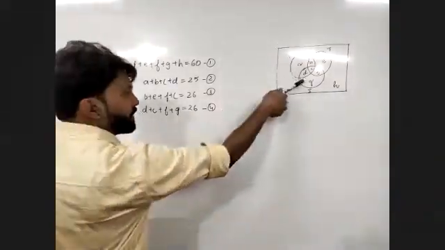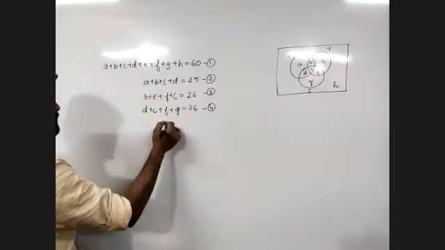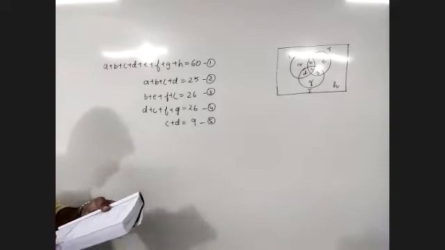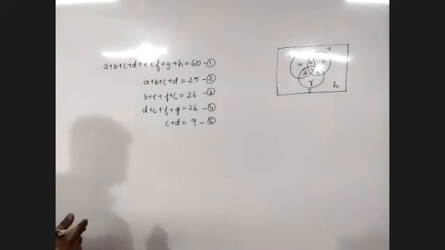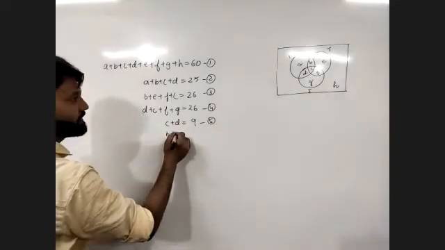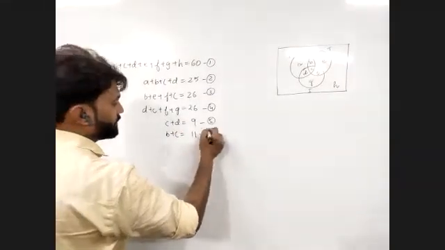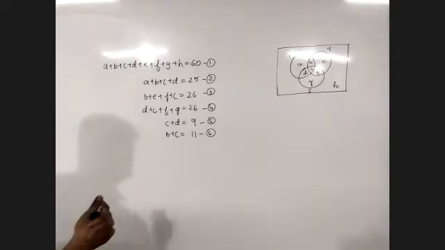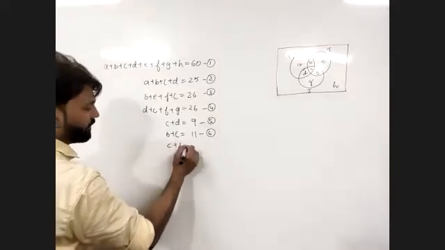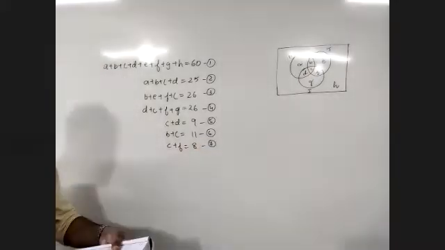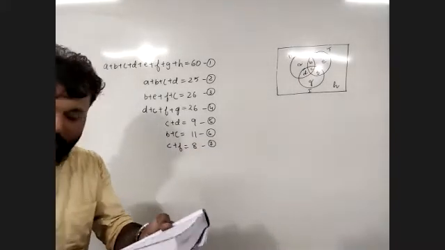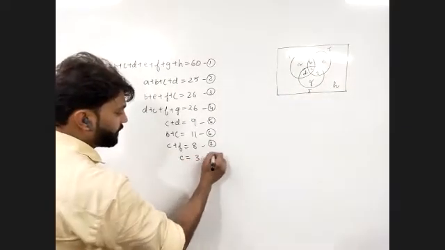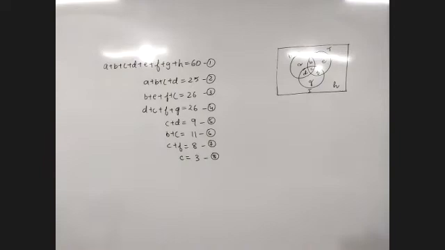Then after that, 9 read H and I. Common between H and I is C plus D is equal to 9. 11 read H and T, so B plus C is equal to 11. Then after that, 8 read T and I, so C plus F is equal to 8. And the last one, 3 read all the 3 newspapers. All 3 newspapers, C equal to 3. Right? Any problem in this?